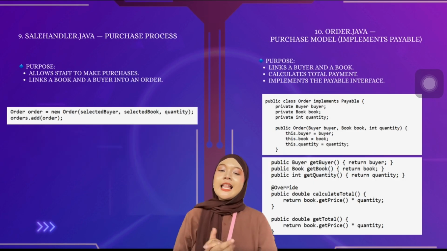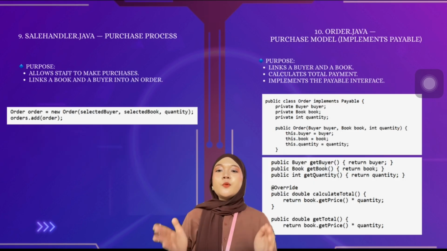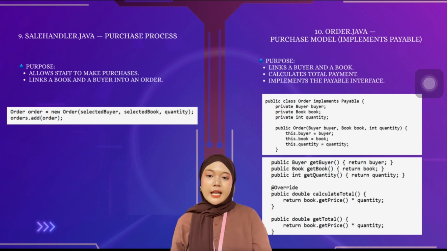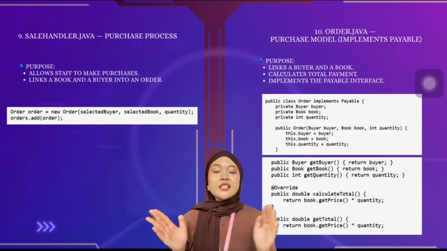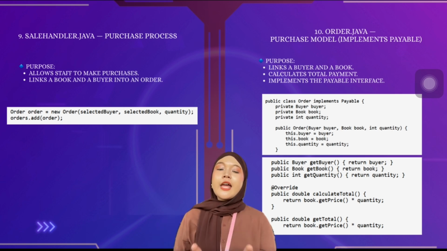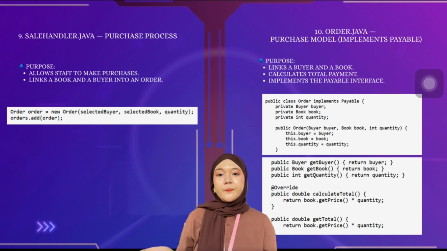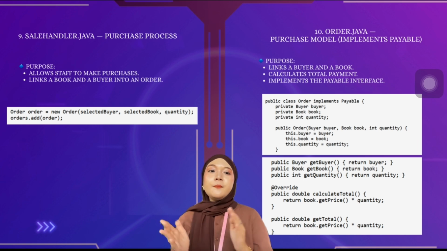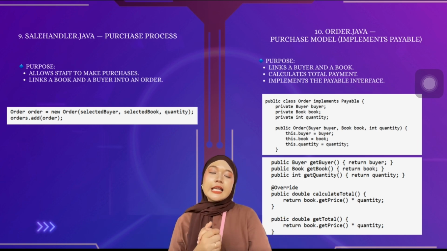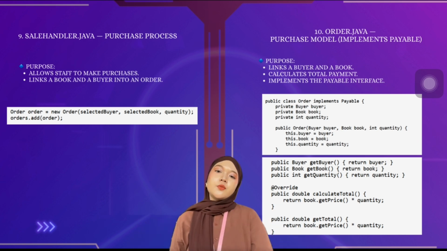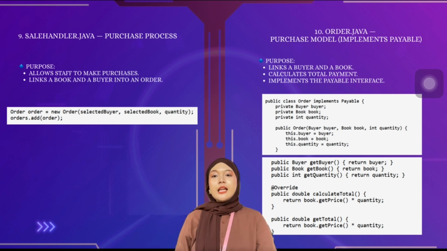Number 9, SellHandler.java. It handles the purchase process, and the purpose is to allow staff to make purchases and link a book and a buyer into an order. Number 10 is Order.java. The purchase model implements Payable, and this one is a polymorphism. The purpose is to link a buyer and a book, calculate total payment, and implement the Payable interface.